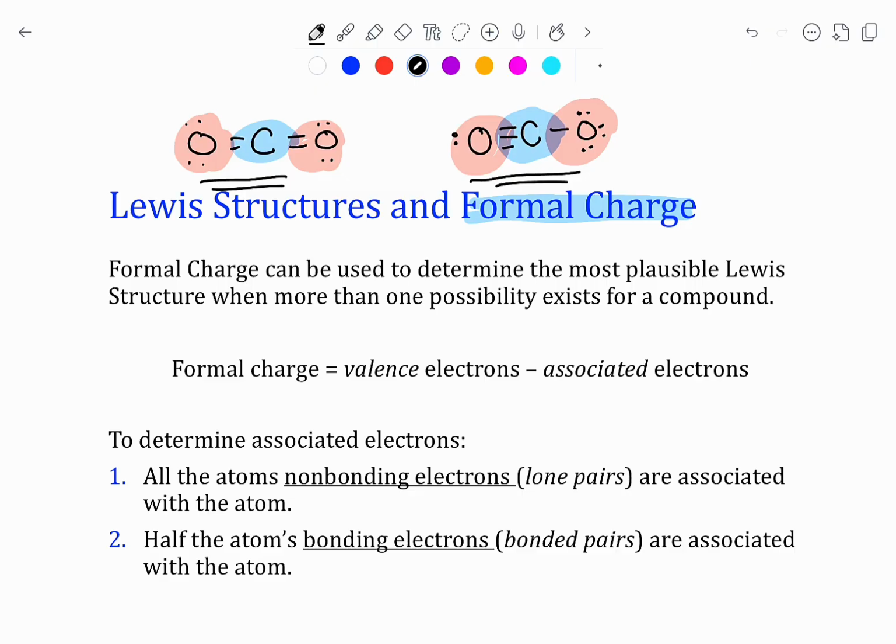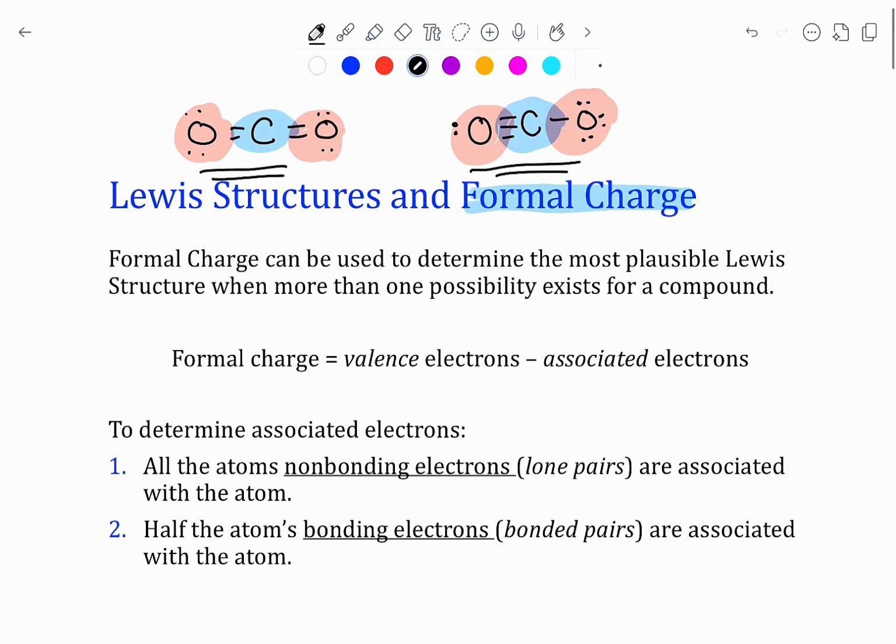Both of these structures are technically correct because they follow the octet rule, and that's really, up until now, our only guideline for drawing these structures. If I never told you that oxygen likes to bond twice and carbon likes to bond 4 times and each different element likes to have a certain number of lone pairs or no lone pairs, if you didn't know that, you would see no difference. So this is where formal charge comes in.